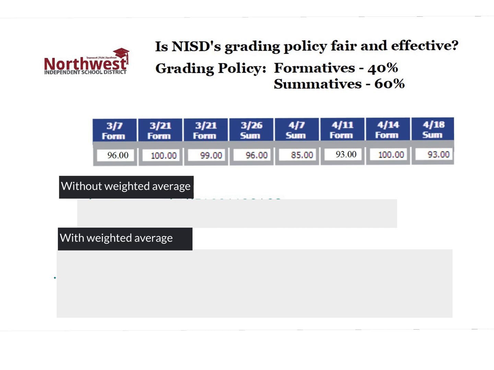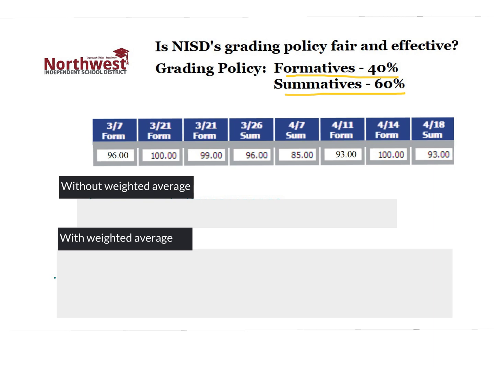Okay, so we're going to look at averages, and we're going to look at when you have weighted average and then without weighted average, which is just a plain average. In NISD, we use a weighted average. Our formative grades are 40% of your grade and your summative grades are 60%. So you knew that, but maybe you didn't really understand how the computer calculates your average.